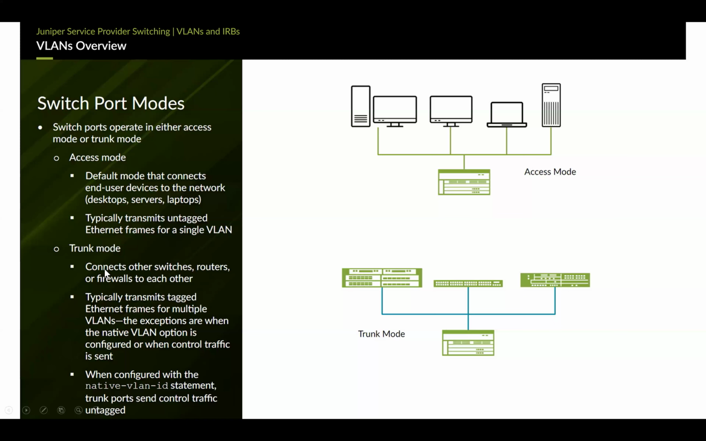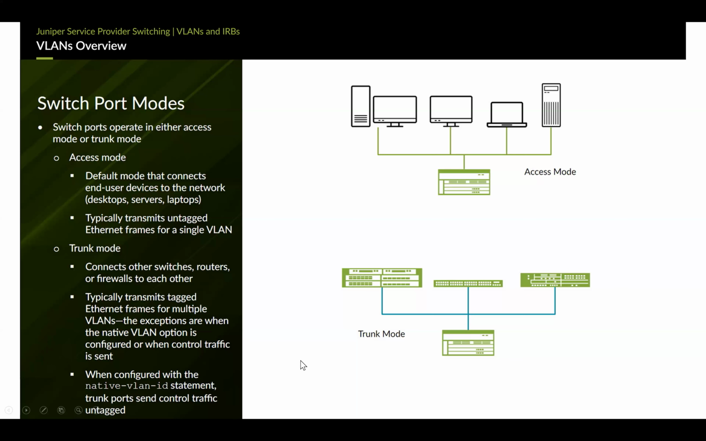And the trunk port or trunk mode connects other switches, routers, or firewalls to each other. See here, multiple switches are connected with each other. So here we configure the switch port in trunk mode so that multiple VLANs can communicate from one switch to another switch. Okay. It typically transmits tagged Ethernet frames for multiple VLANs. The exceptions are when the native VLAN option is configured or when control traffic is sent.